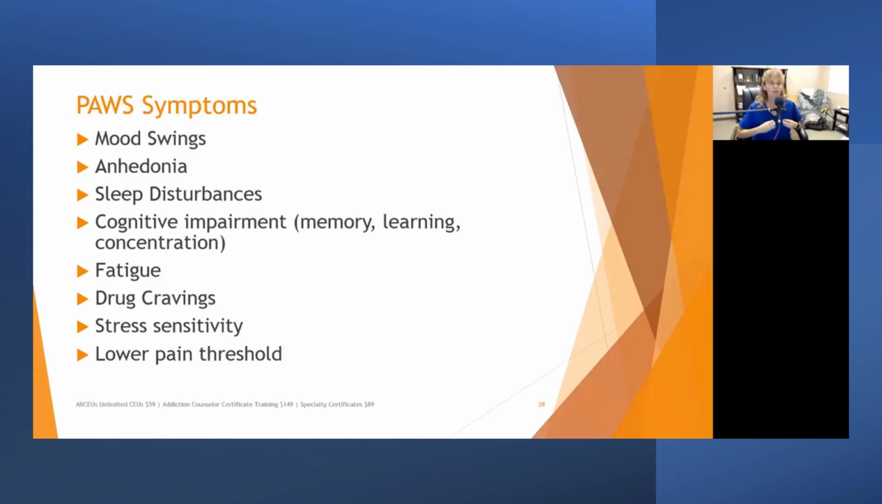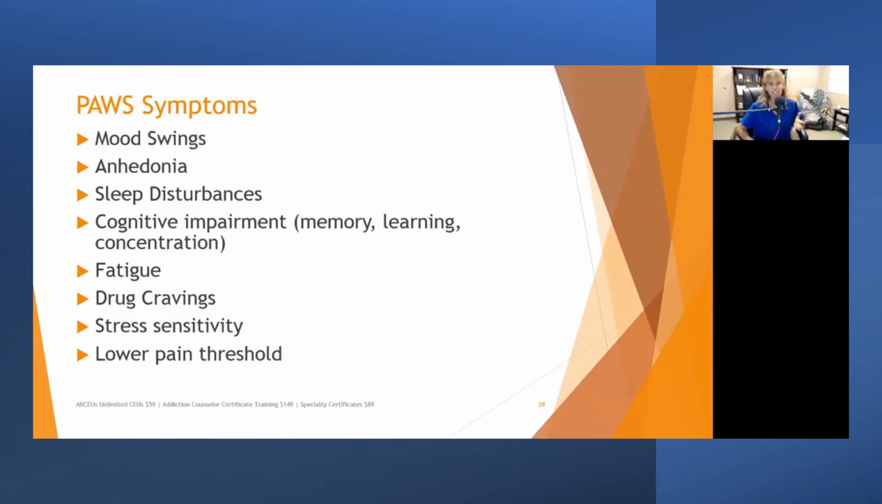And remember that if a client appears resistant, it generally means that we're missing something. It means we're not doing what the client needs us to do, or helping the client to do what he or she needs to do. So anyway, mood swings, anhedonia, sleep disturbances, cognitive impairment, fatigue, drug cravings, stress sensitivity, and lower pain threshold.